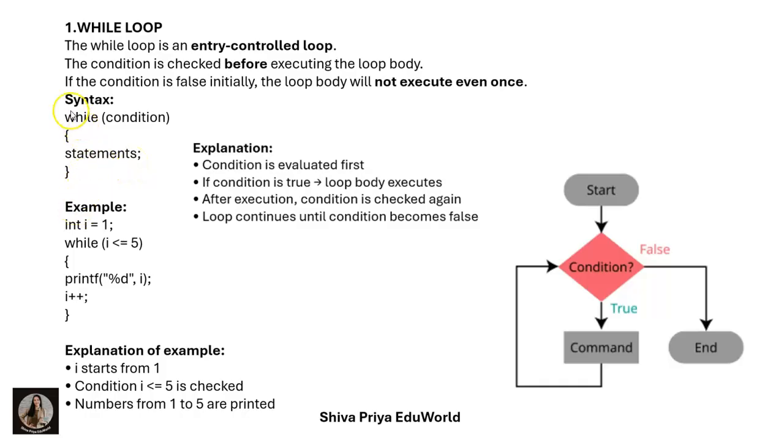Let us see an example. This is the syntax: while condition. The condition is evaluated first. If the condition is true, then the loop body will be executed. Whatever the statement is here, it will execute.